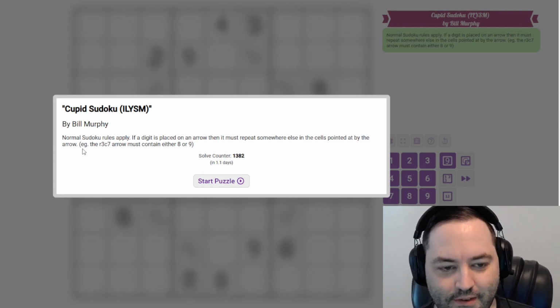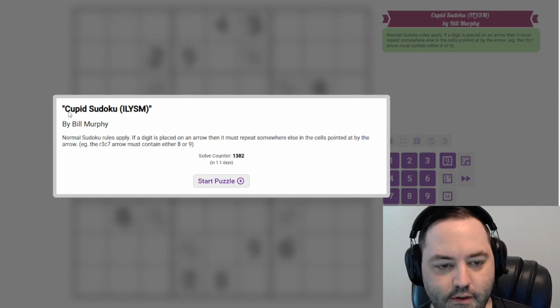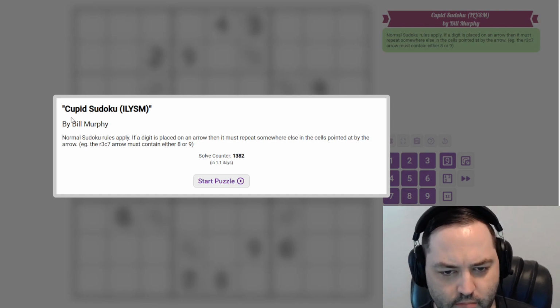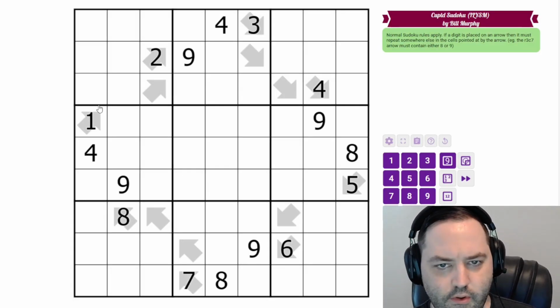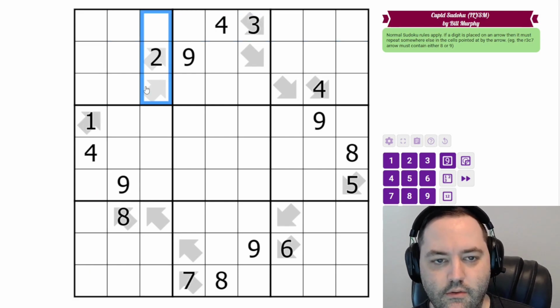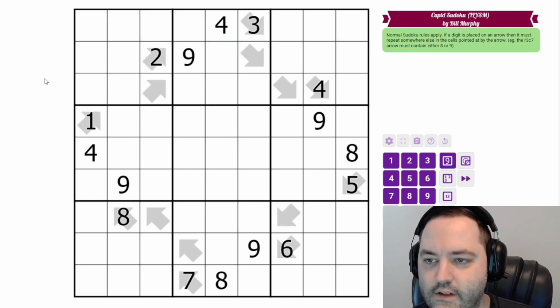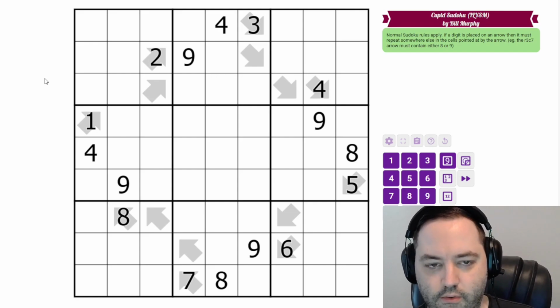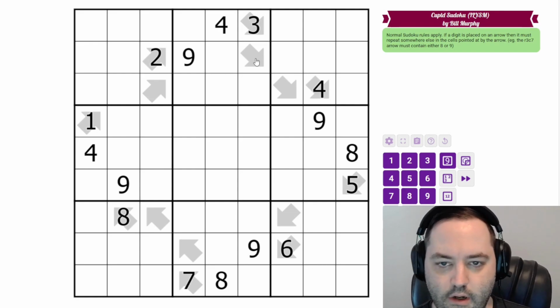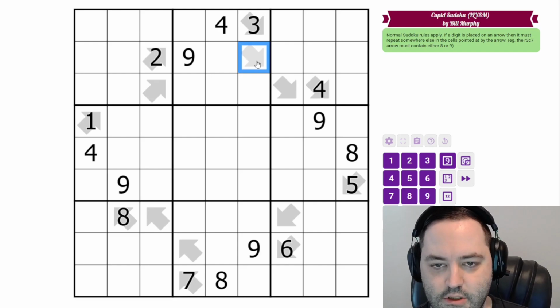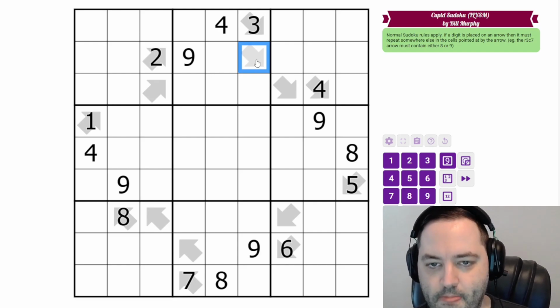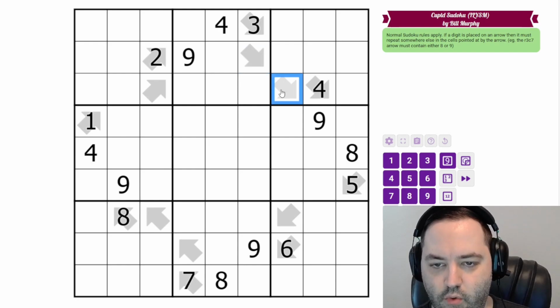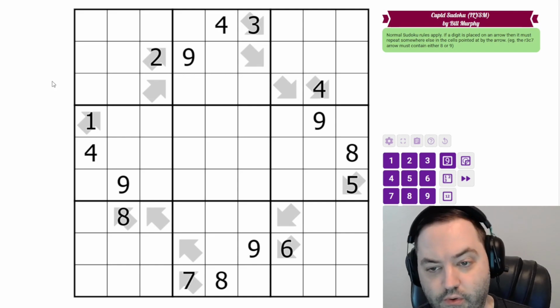Anyway, this is a Cupid Sudoku, obviously. We've done some of these before, but we'll review the rules. We have normal Sudoku rules, 1 to 9 in each row, column, and 3 by 3 box. Additionally, we have some gray arrows in the grid. A gray arrow means whatever digit is on the gray arrow must also appear somewhere else along the diagonal that the arrow is pointing to. And those are the rules.